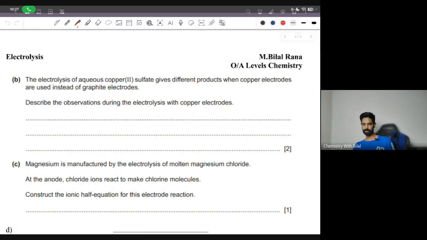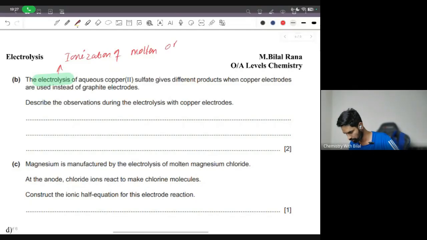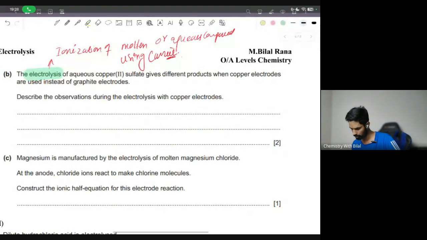Part B of the same question, the electrolysis. How do we define the term electrolysis? The breakdown, the ionization of molten or aqueous ionic compound using current. Make sense, everyone? So electrolysis of aqueous copper 2 sulfate gives different product when copper electrode are used instead of graphite electrode. I think we did this in the last 2 classes.